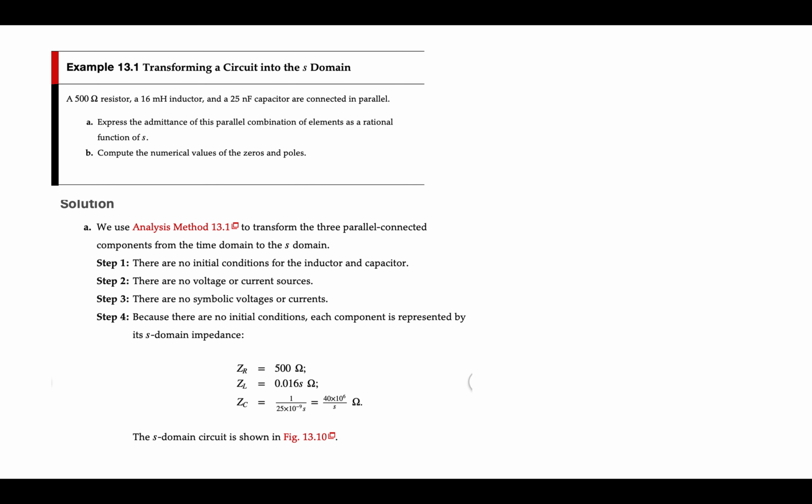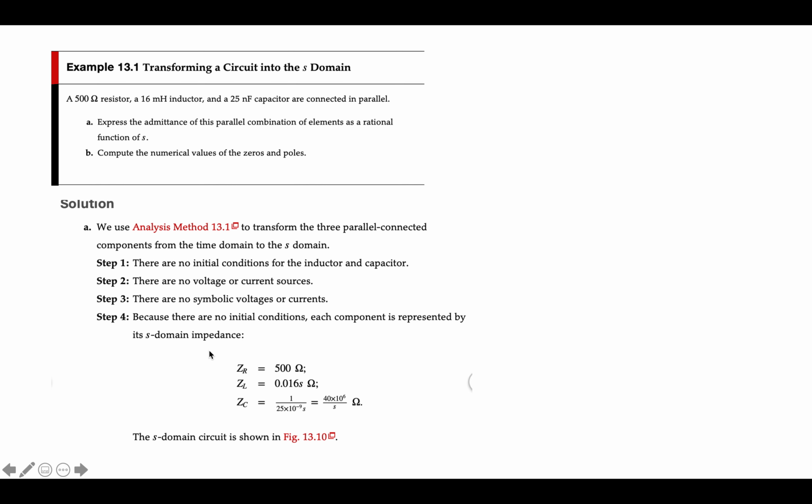We don't have any voltage or current sources, so we don't have to transform any of those. There aren't any voltages or currents that have been defined in this circuit. We just have a network of passive elements, so we don't have to transform those. So since we don't have any initial conditions, basically each component can be represented by its S-domain impedance.